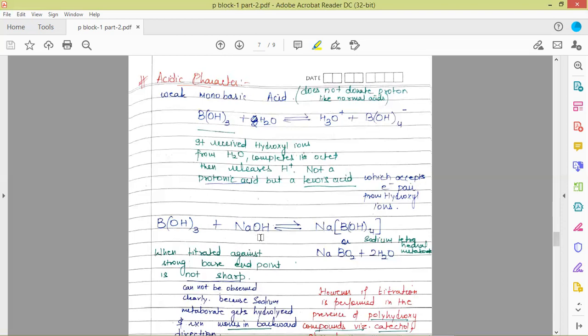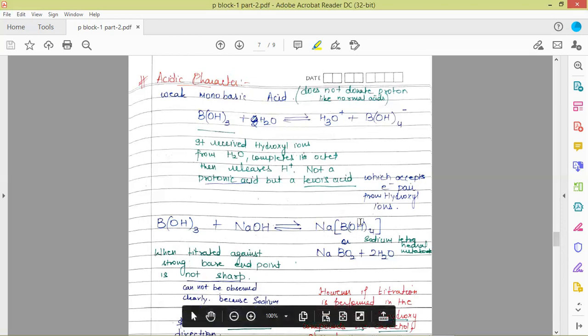These are not strong acids or strong bases. This is a strong base, but this is not a strong acid-base titration. When we titrate, we will not get a clear endpoint, because the sodium tetrahydroxyborate (metaborate) which has been formed here will decompose back to give the reactants.